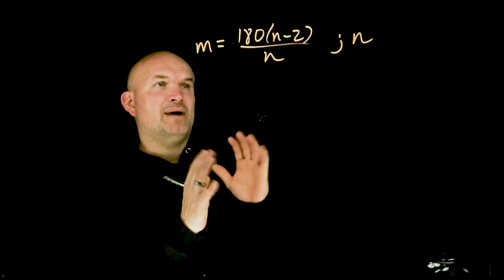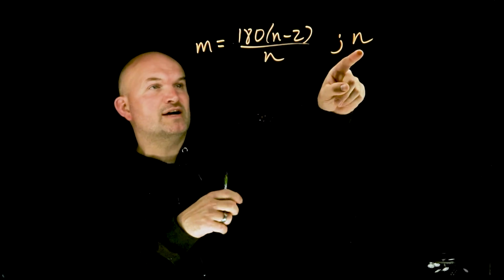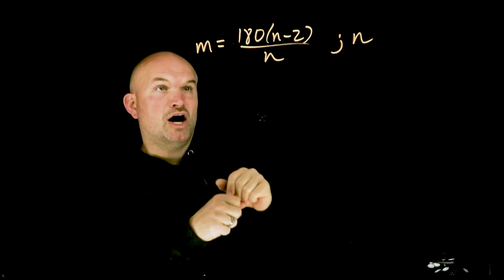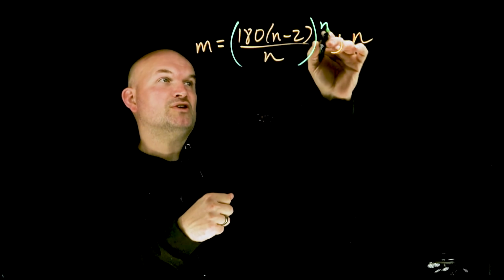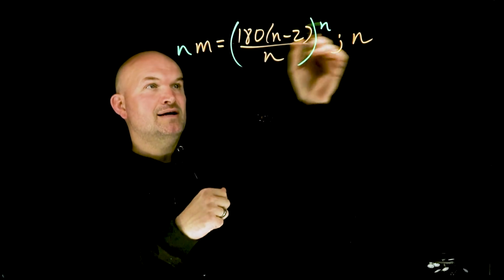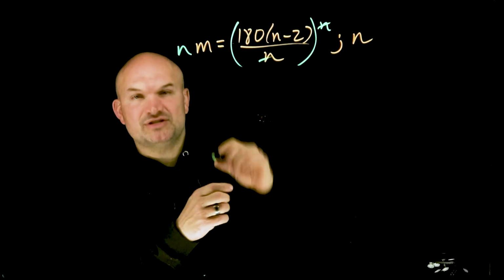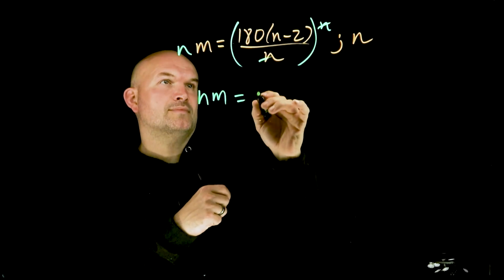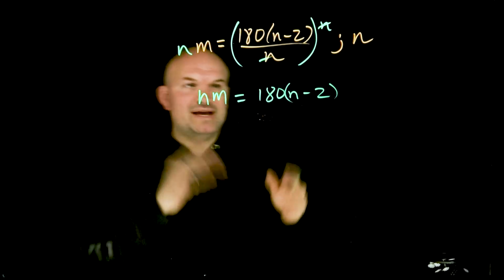So the first thing that I always tell my students to do when we're solving for a variable and it's in the denominator, get it off the denominator. So to do that, I'm going to multiply by an n on both sides, because n divided by n is simply just going to divide to 1. Okay, now we have an n on both sides.